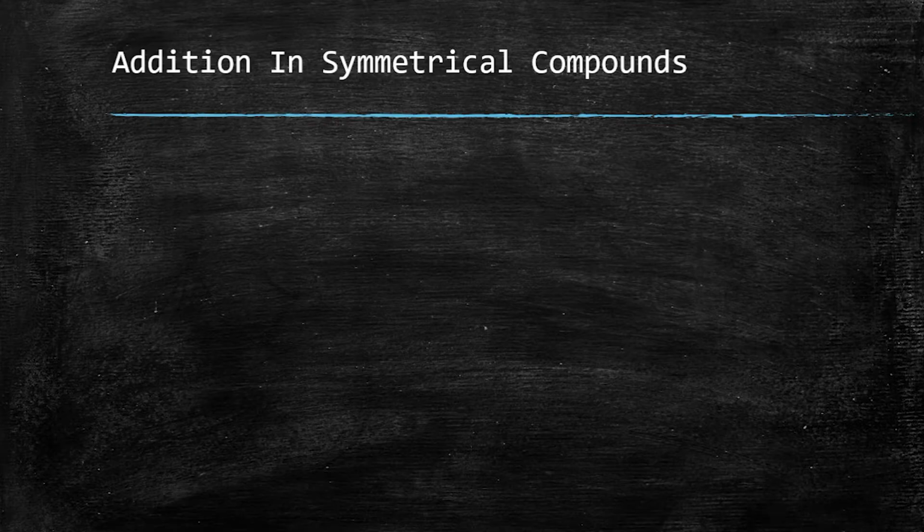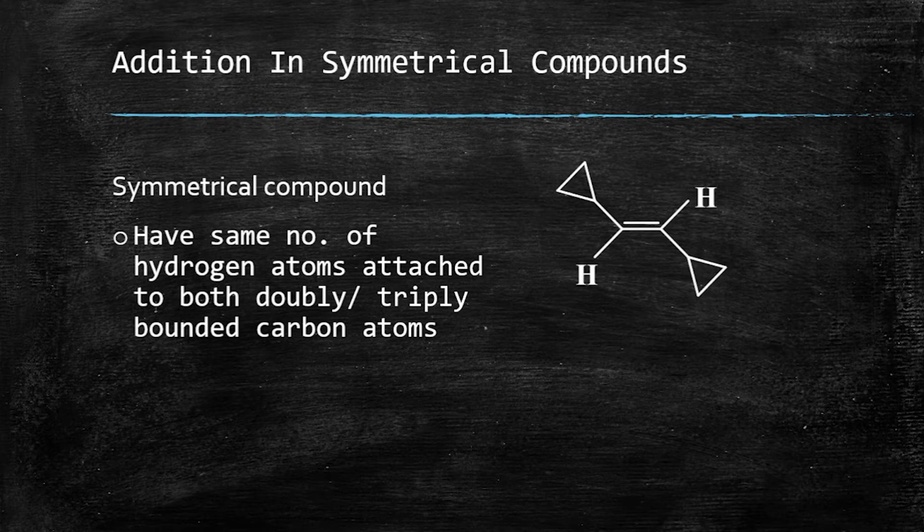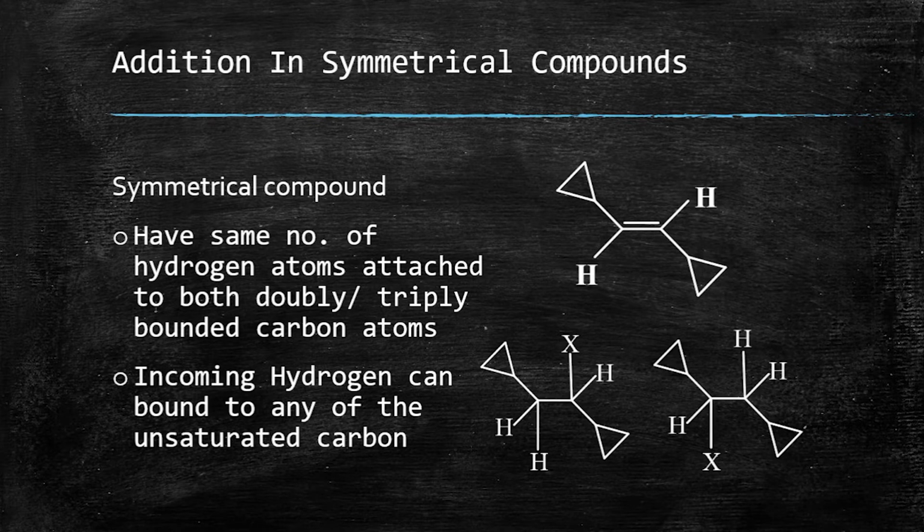Addition in symmetrical compounds is quite easy as they have the same number of hydrogen atoms attached to both doubly or triply bonded carbon atoms. As you can see in the figure, both unsaturated carbons have one cyclopropane and one hydrogen atom. Due to this symmetry in structure, the incoming hydrogen can bond to either of the unsaturated carbons. The product will be the same no matter at which carbon atom the electrophilic hydrogen attacks.